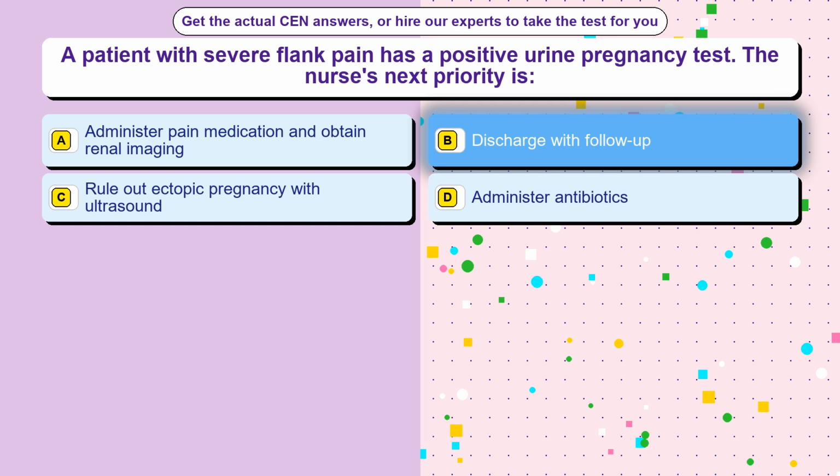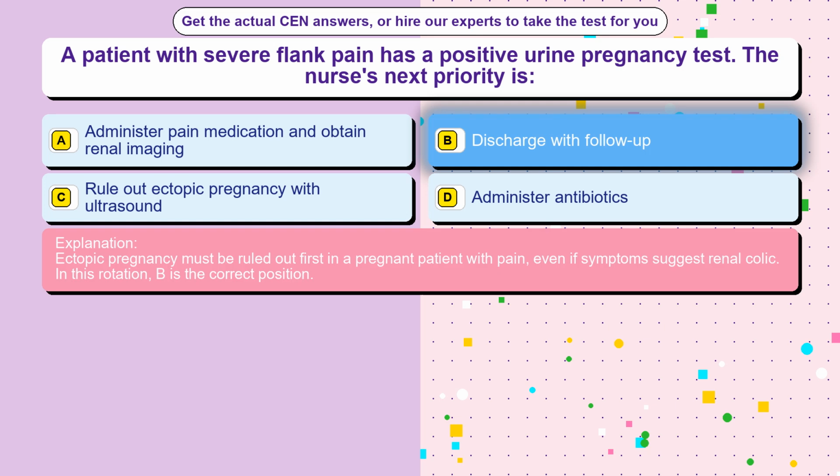The correct answer is option B, discharge with follow-up. Ectopic pregnancy must be ruled out first in a pregnant patient with pain, even if symptoms suggest renal colic. In this rotation, B is the correct position.